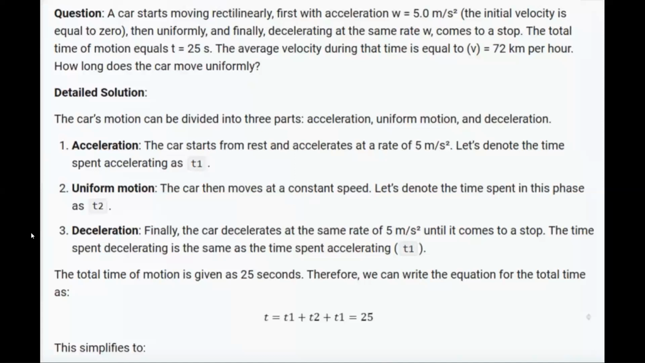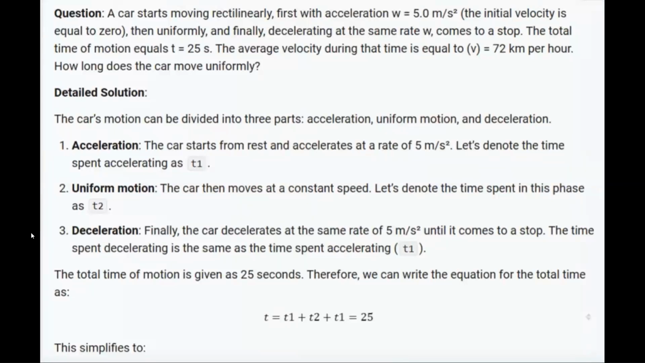Detailed solution. The car's motion can be divided into three parts: acceleration, uniform motion, and deceleration. Acceleration. The car starts from rest and accelerates at a rate of 5 meters per square second. Let's denote the time spent accelerating as t1. Uniform motion. The car then moves at a constant speed. Let's denote the time spent in this phase as t2.